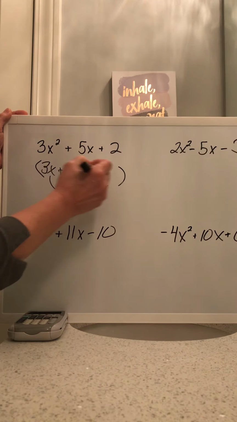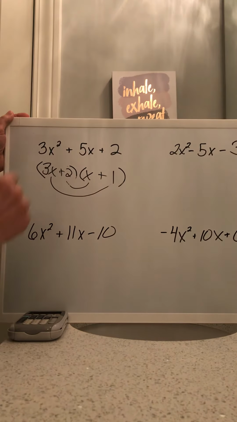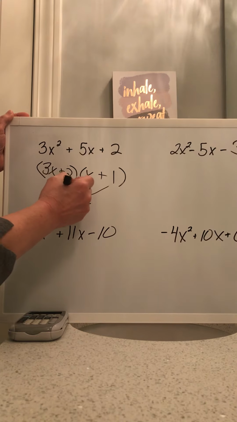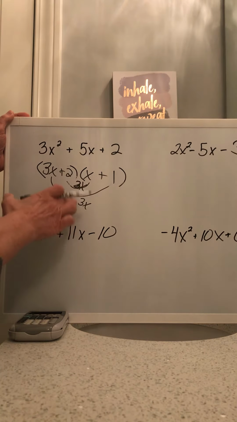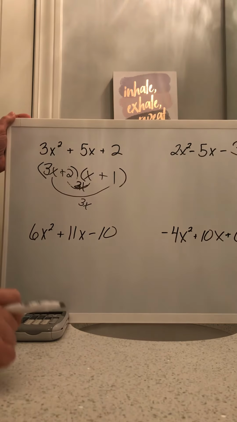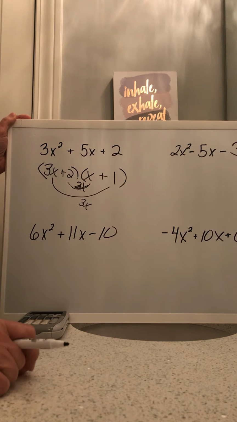Now factor 2 times 1 in the other order, and you'll notice your outers give you 3x. Your inners give you 2x, and those do add up to that middle term of 5x. So this would be the correct factored form.